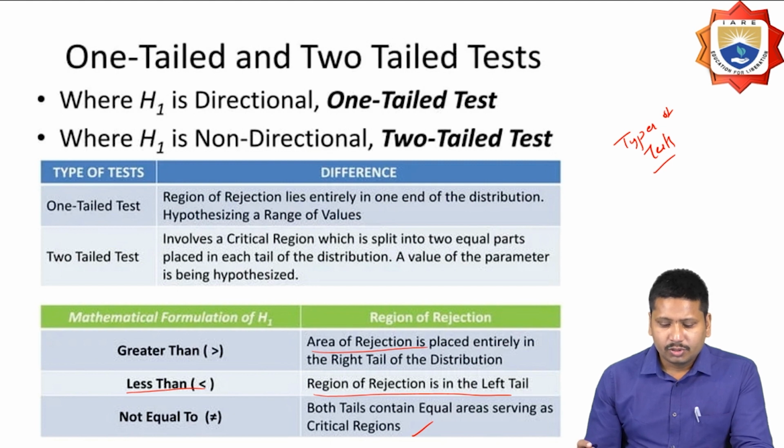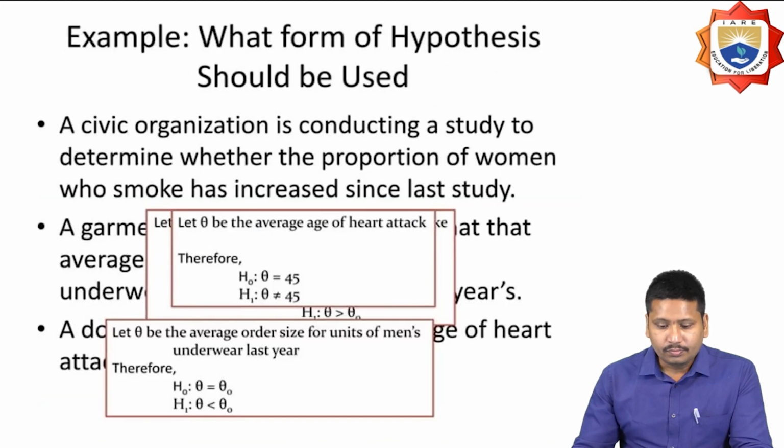So if H1 is greater than that, the area of rejection should be placed entirely on the right tail, and if it is less than, then the region of rejection should be the left tail. And not equal to means both the tails contain equal areas, which serves as the critical region. So, example: what form of hypothesis should be used here?